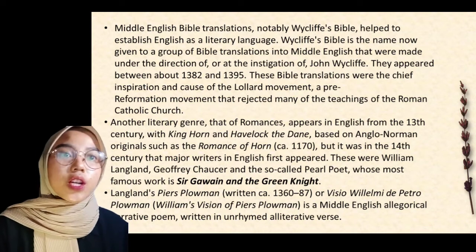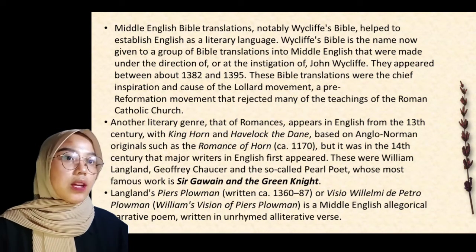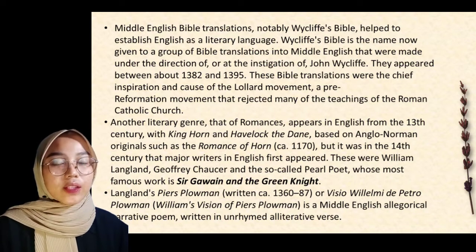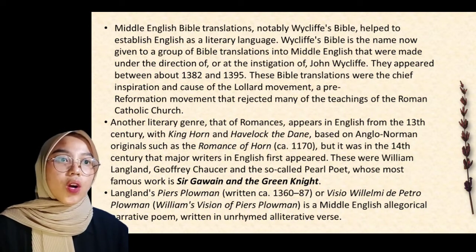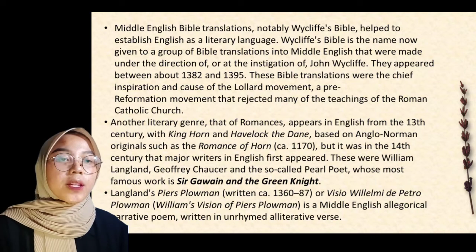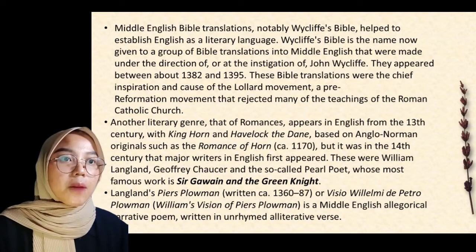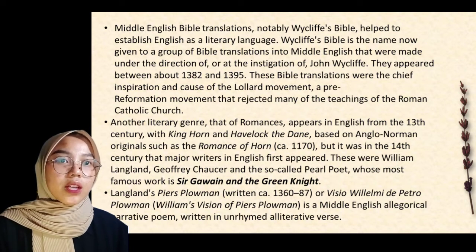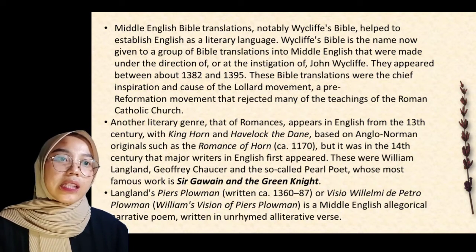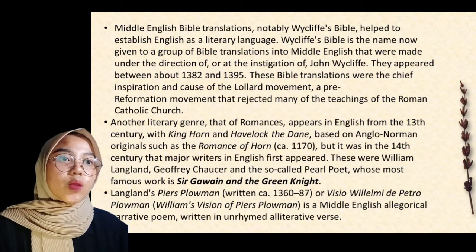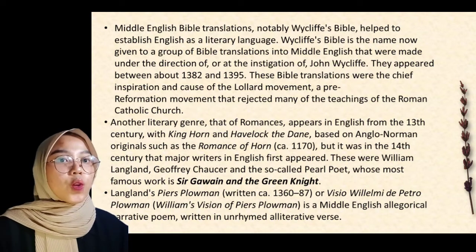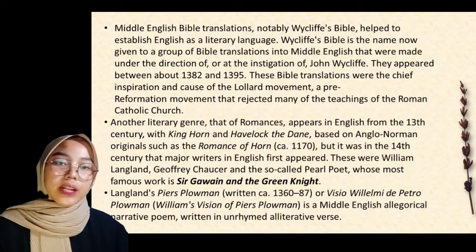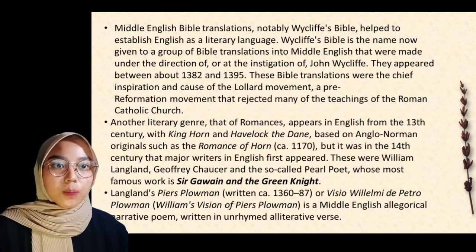Another literary genre, that of romances, appears in English from the 13th century with King Horn and Havelock the Dane, based on Anglo-Norman originals such as the Romance of Horn in 1170. But it was in the 14th century that major writers in English first appeared. These were William Langland, Geoffrey Chaucer, and the so-called Pearl Poet, whose most famous work is Sir Gawain and the Green Knight. Langland's Piers Plowman was written in 1360 to 1387.